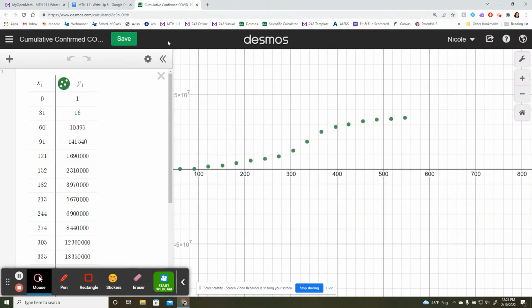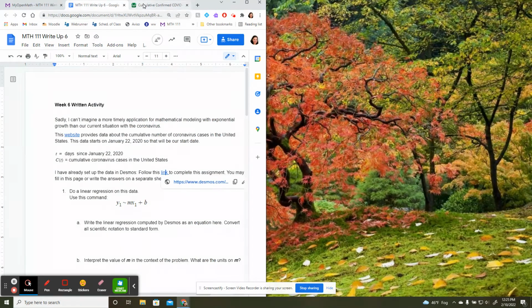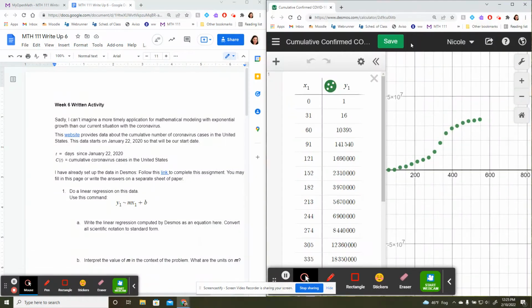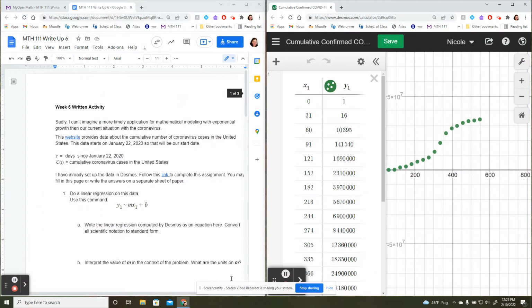We're going to open up Desmos, and then I'm going to have my screen split into two, hopefully, so I can figure out how to do this. And that's what I want here. And then, this is annoying. I don't know why that's doing that. Okay.